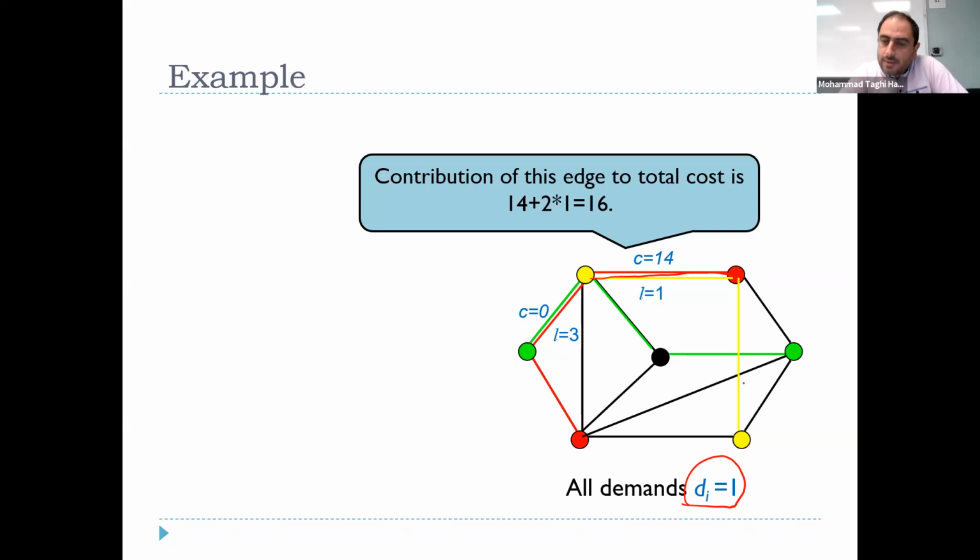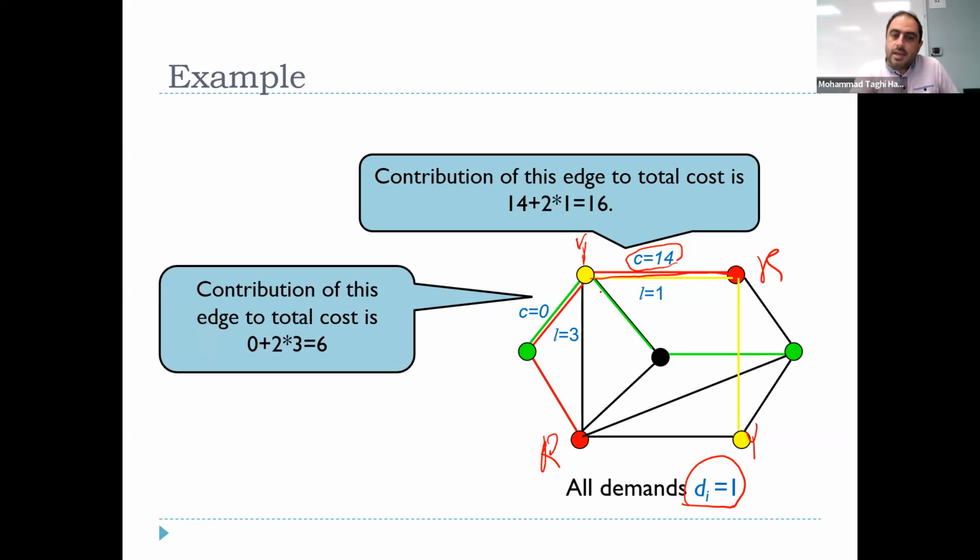So if you consider this edge, for example, here, for this edge the installation cost is 14, and the L is equal to 1. Now, 2 demands are using it. One demand is this one that is connecting these yellow guys, and another one that connects these red guys. So there are 2 demands going through this one, and there's the installation cost of 14. So for this edge, you will pay 14 plus 2 times 1, which is 16. You will sum it up over all edges of the graph. That would be your total cost.